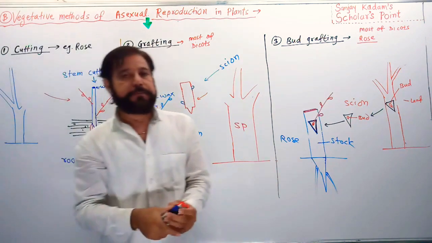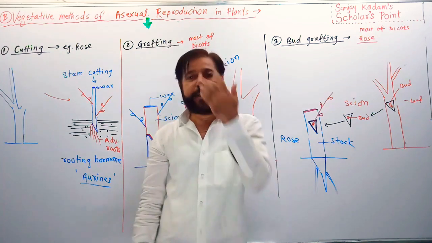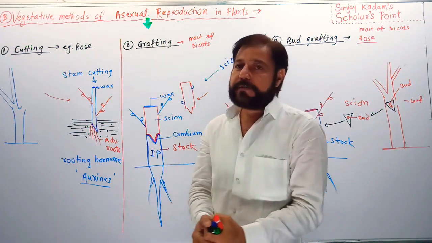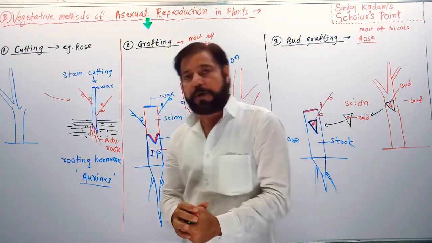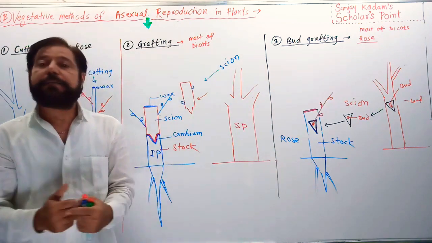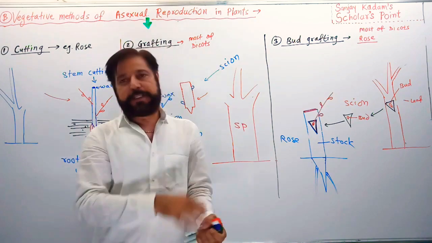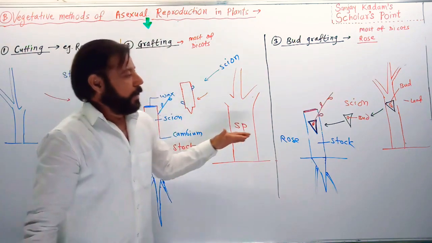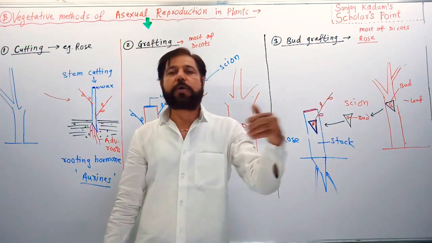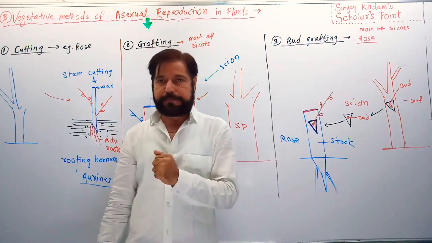In this way, these are horticulturist methods or agricultural methods of vegetative reproduction of plants which are developed by horticulturists. That is why they are also called horticulturist methods, for getting more yield of superior quality flowers, fruits or seeds.